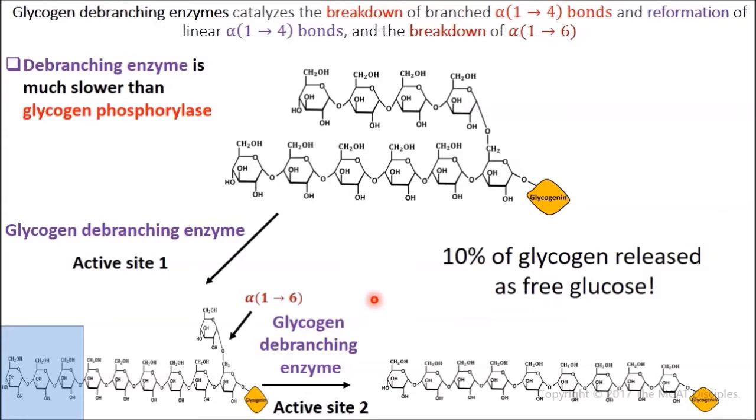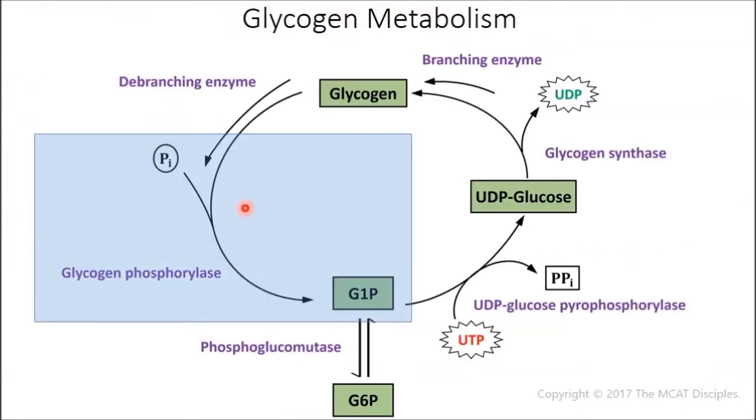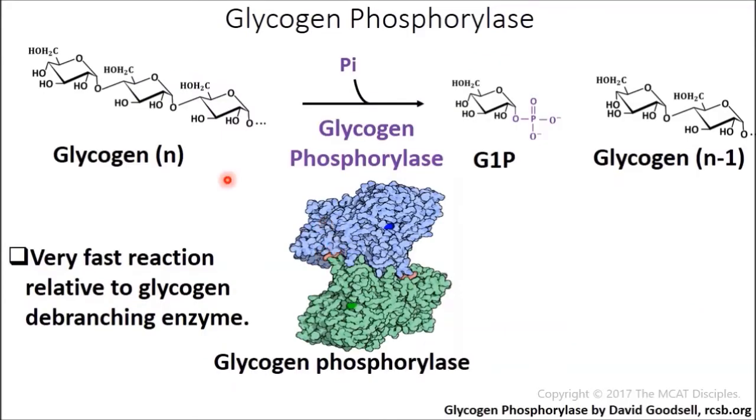So what's meaningful to you is just to know that fact, that glycogen debranching will release some as free glucose. So now we can talk about glycogen phosphorylase forming glucose 1-phosphate. We take glycogen phosphorylase, and we form glucose 1-phosphate and glycogen N minus 1, right? We lost one of the glucose molecules. Okay, we released one. It's a very fast reaction relative to glycogen debranching enzyme. Okay, and again, you have to put in an inorganic phosphate because it's a phosphorylase. You're adding a phosphate group, and you're cleaving some molecule.